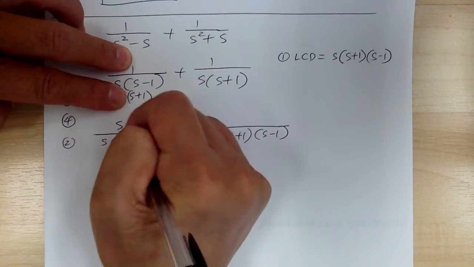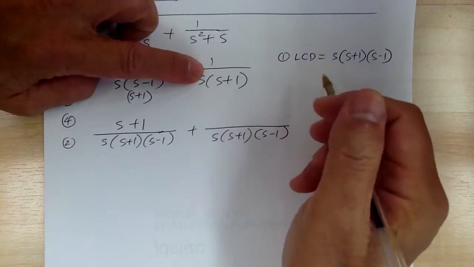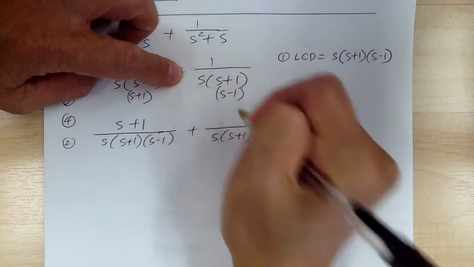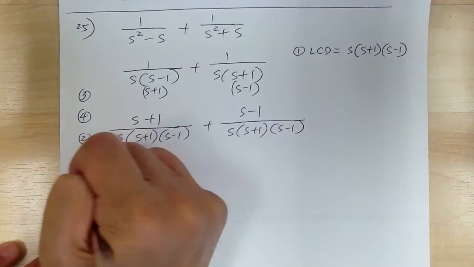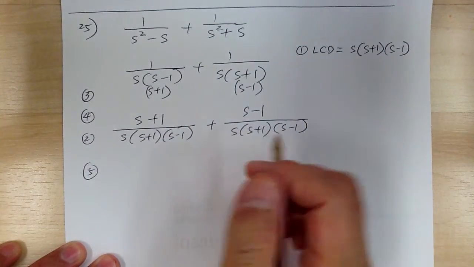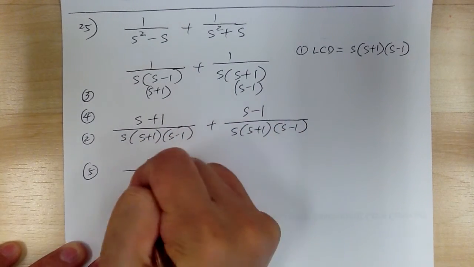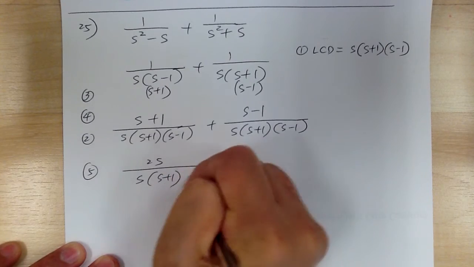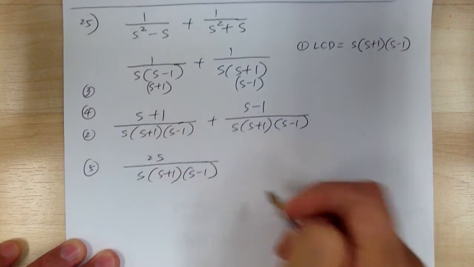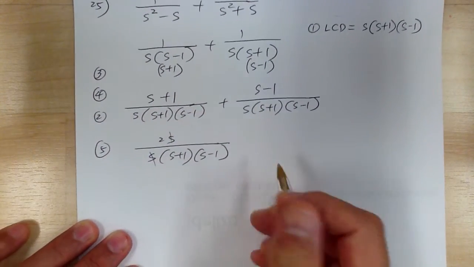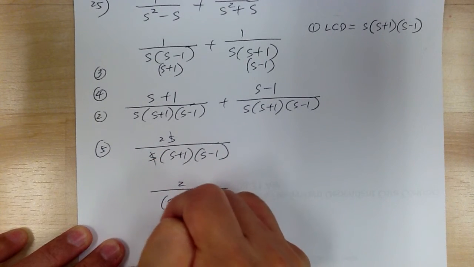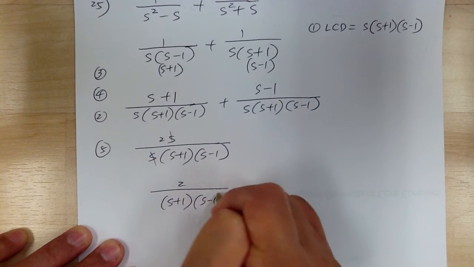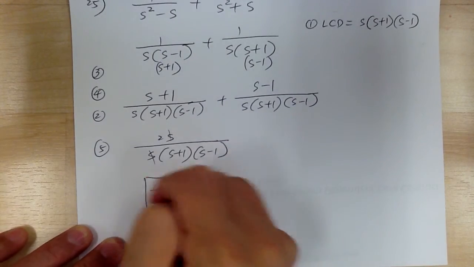Okay, so you get s plus 1. Over here, you're missing the s minus 1. So multiply, you get s minus 1. So now you can do step 5. You add this together. You're going to get 2s over s plus 1, s minus 1. So the s will cancel out. So you get 2 over s plus 1, s minus 1. And that would be your answer.